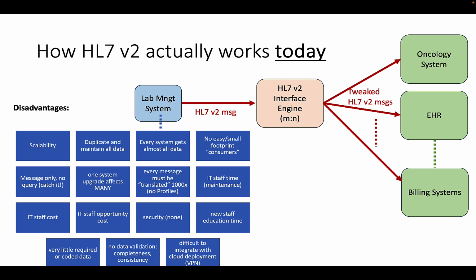It's also very difficult to check for data validation, including the completeness and the consistency. So one CBC panel might use one line code, assuming it's coded. Another CBC panel might use a slightly different line code. And finally, it's very difficult, almost impossible, to integrate HL7 version 2 messages with either internet technologies or as a cloud deployment. It's possible. You use a VPN, but it's not easy.